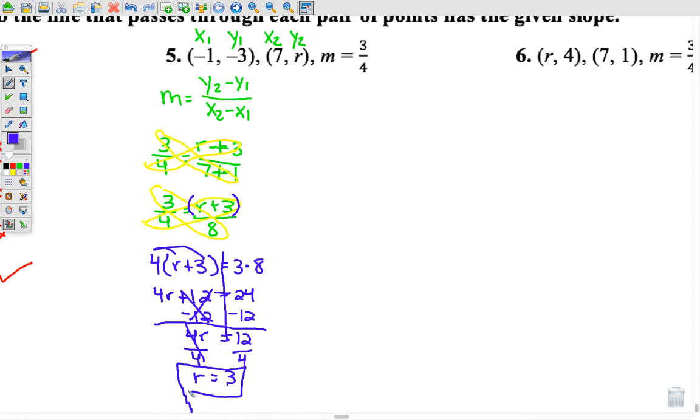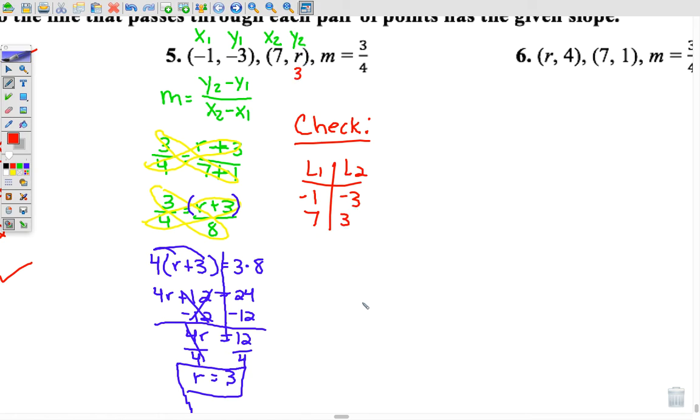There we go. R is equal to 3. Okay, we're going to check, and you should check every single one of these. So to check, we're going to put it in stat edit, so L1 and L2. I already have 1 point right here, negative 1, negative 3. My second point is 7 comma r. Well, I know r. My guess is that r is going to be 3.